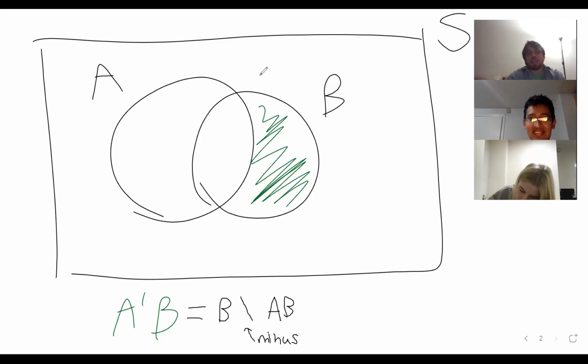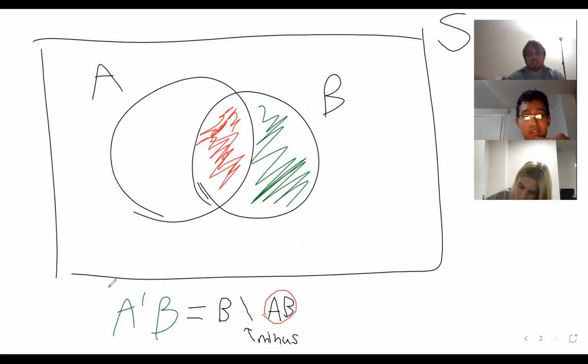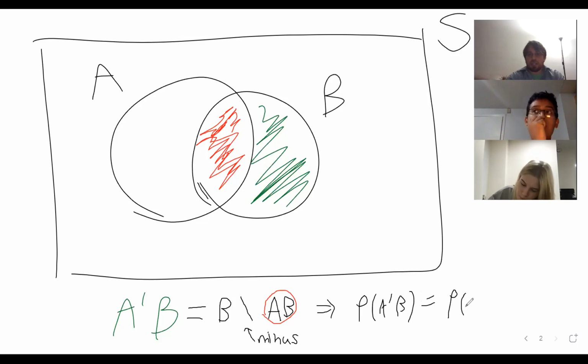Okay, so A prime B, that green region, is if you take the entire circle B and you subtract from it AB, what's in here? Right, if you remove AB, if you remove the red part from B, you're left with the green part. And so what this implies is that the probability of A prime B is equal to the probability of B minus the probability of AB. Make sense?